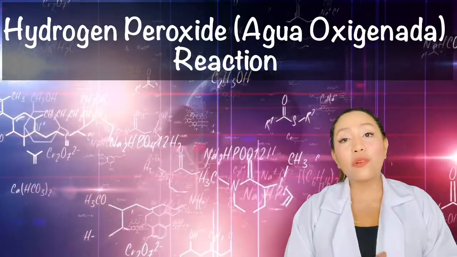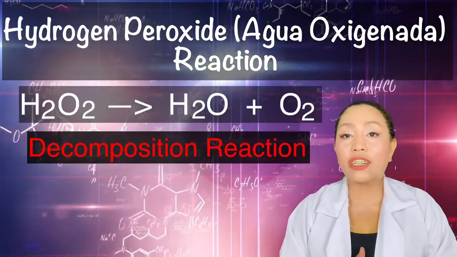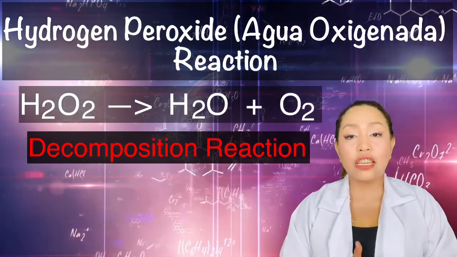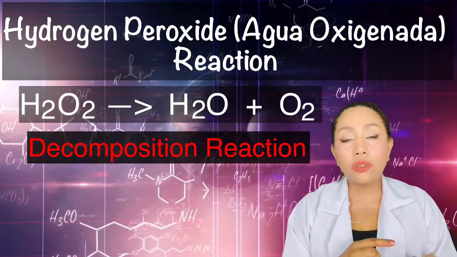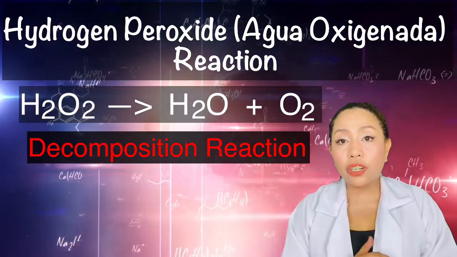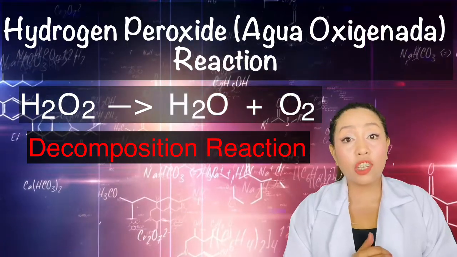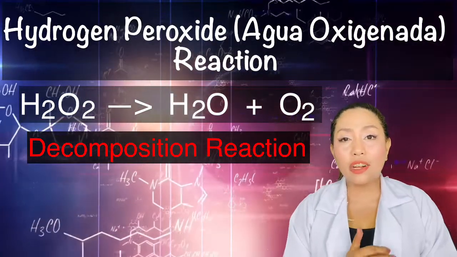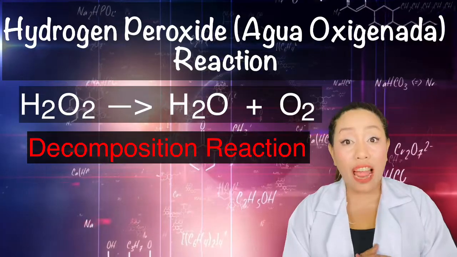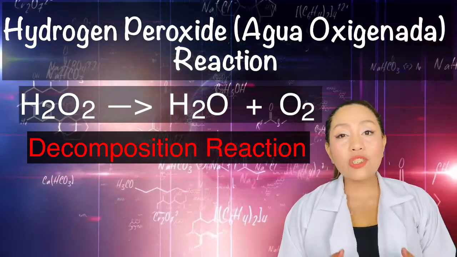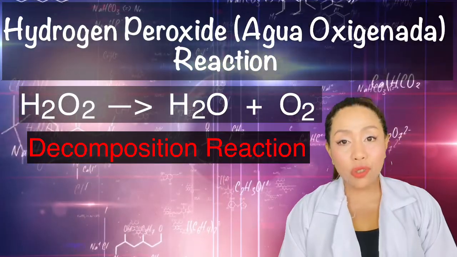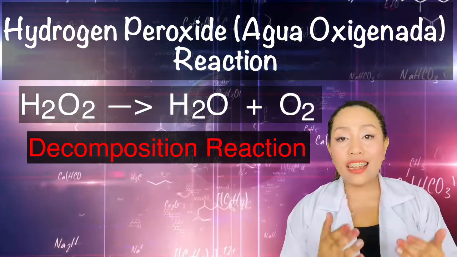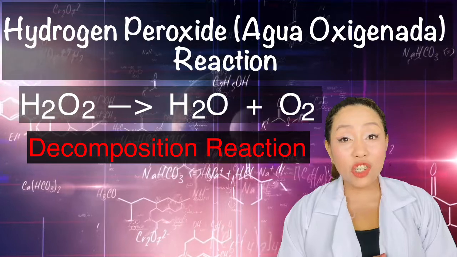Alright, so for the third one, we had the hydrogen peroxide or the agua oxinada reaction. And so, H2O2 yields H2O, or water, plus the oxygen molecule. And so we could say that there is a decomposition reaction. The oxygen molecule O2 is removed from the H2O2. Therefore, that is what we call a decomposition reaction.